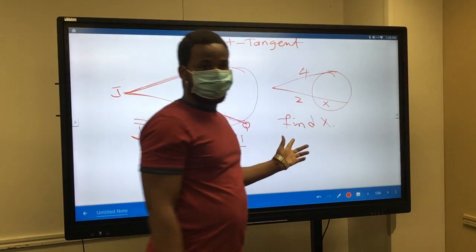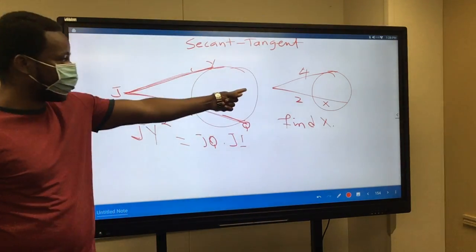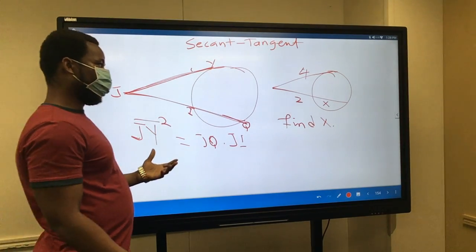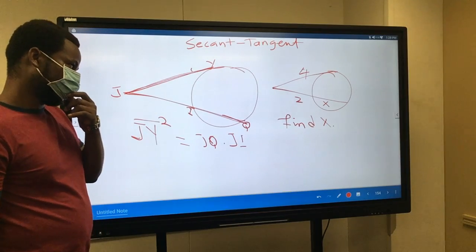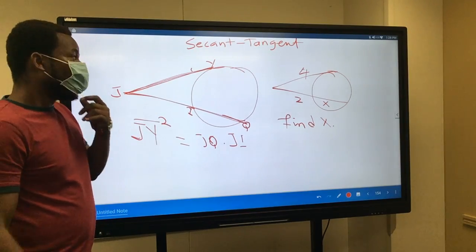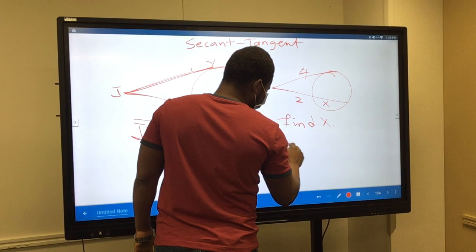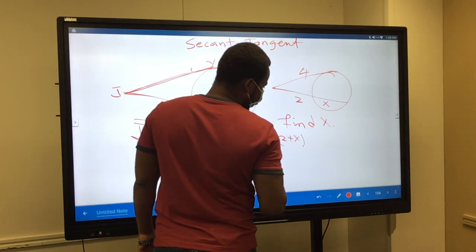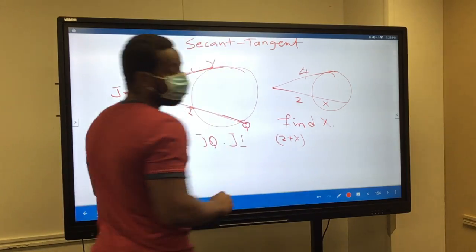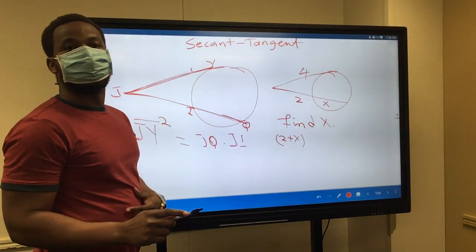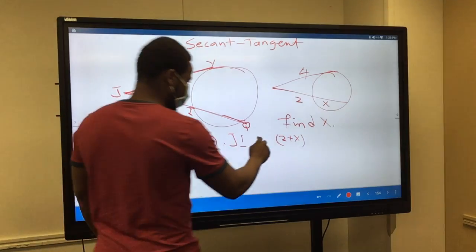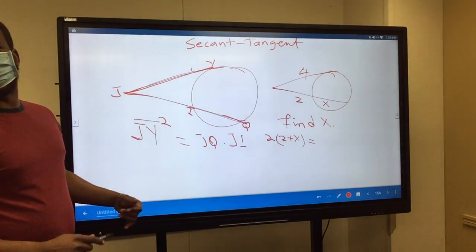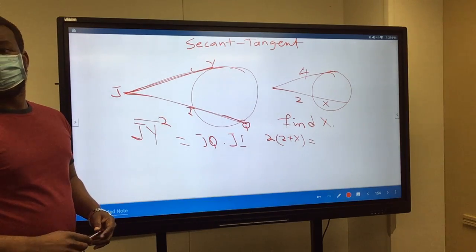How do you set this up? Look at this and set this up. Is it x, 2x, x plus 2? Okay, no. It's 2 plus x, and times what? If you do x plus 2 squared, that will be equal to what? X plus 2 and 2 plus 8. That will be equal to 4 plus x.